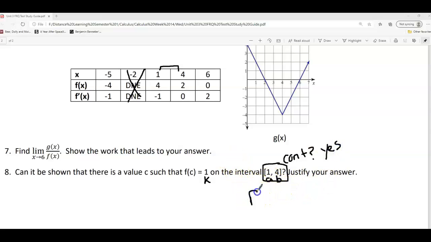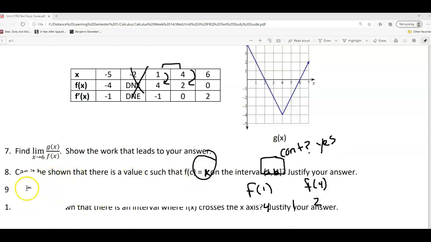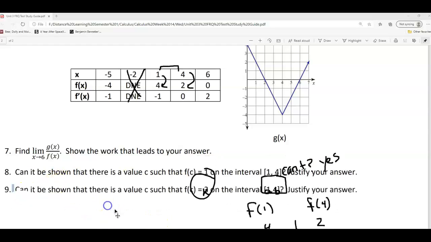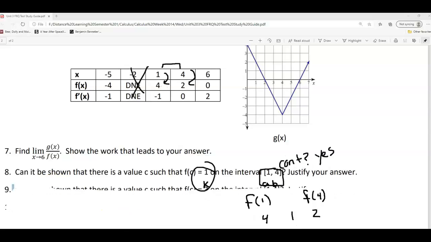Next, we need to find out what is f of 1 and f of 4. Let's see what those are. F of 1 is 4, and f of 4 is 2. And the question is, is the number 1 in between those two numbers? And the answer is no. So it cannot be shown. So let's go ahead and write out our conclusion there. Let's try that again. Okay.